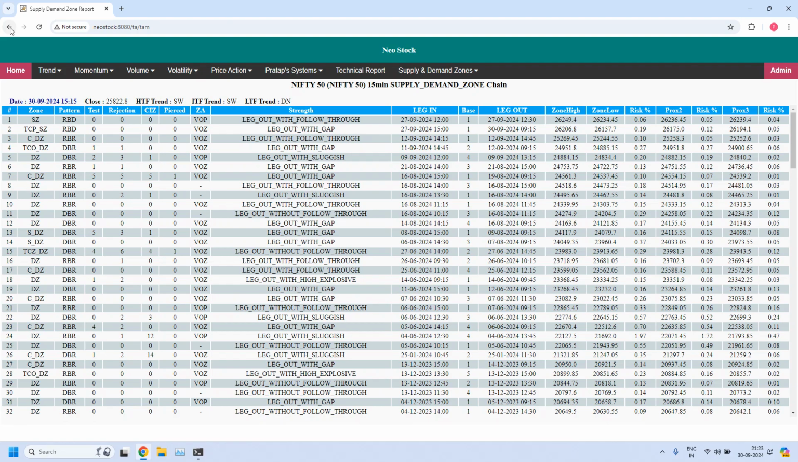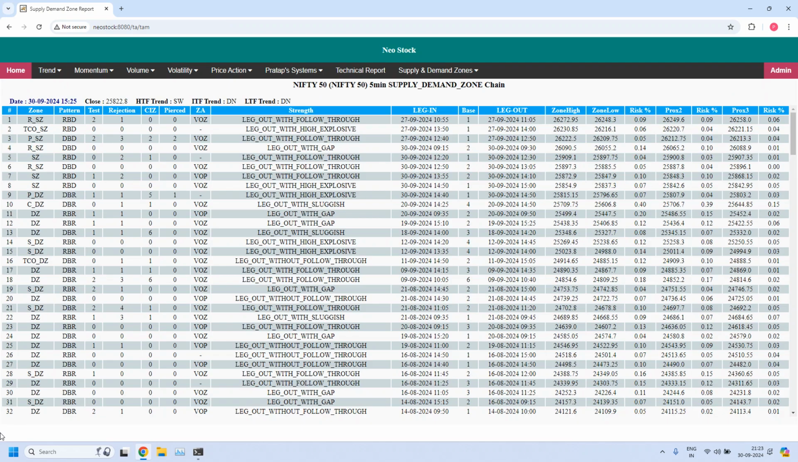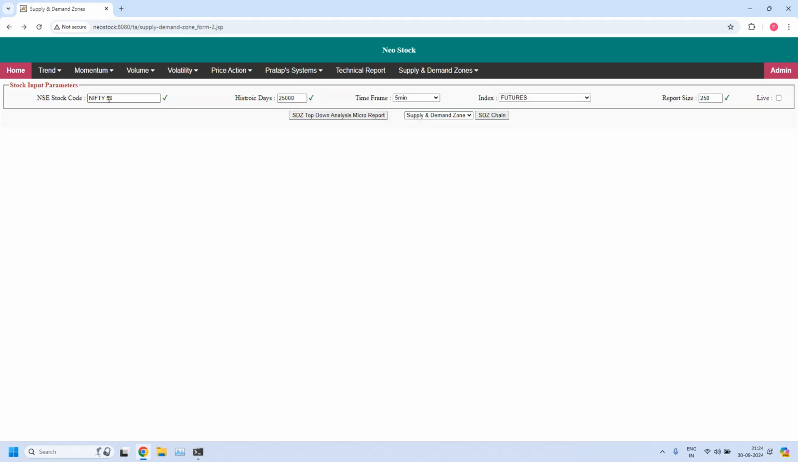Okay, the next time frame is 5 minutes, generating 5 minute supply demand zone chain for NIFTY. So with this we have completed NIFTY supply demand zone chain. Next I am going to generate BANKNIFTY supply demand zone chain. So I am going back, and the name should be NIFTY Bank. That is nothing but BANKNIFTY.